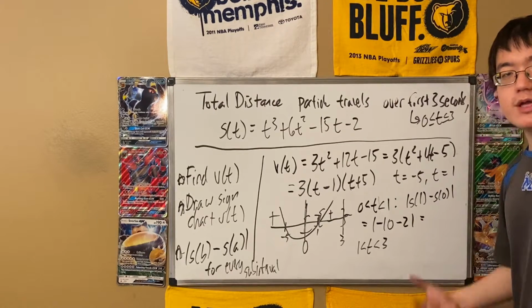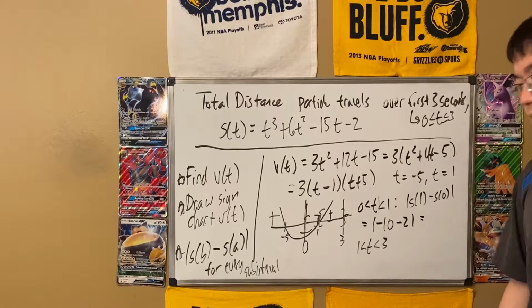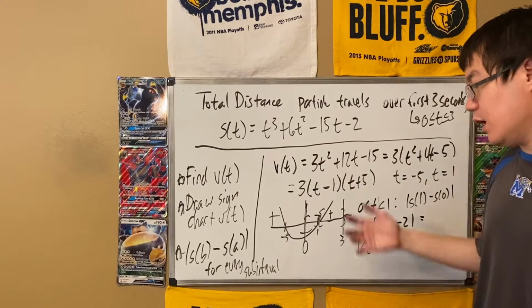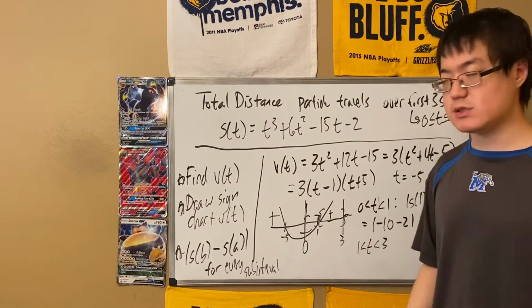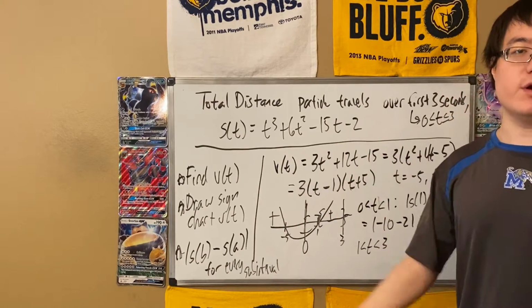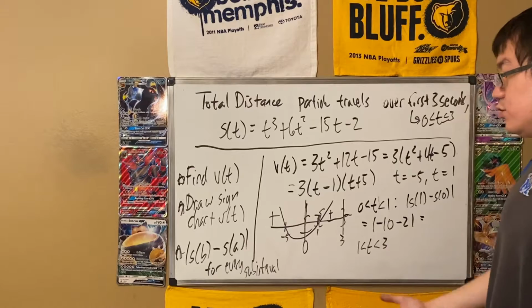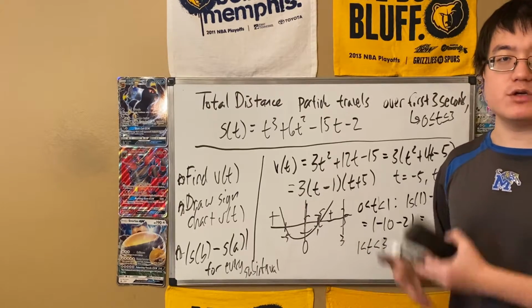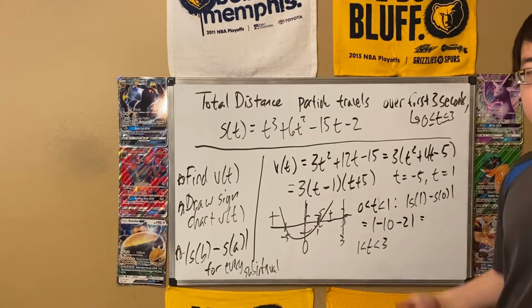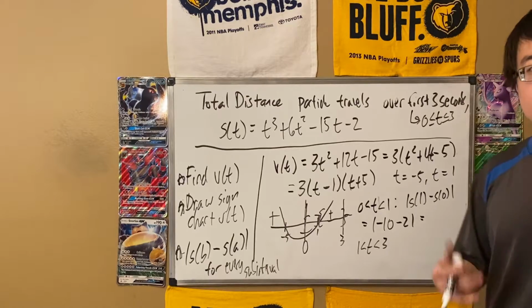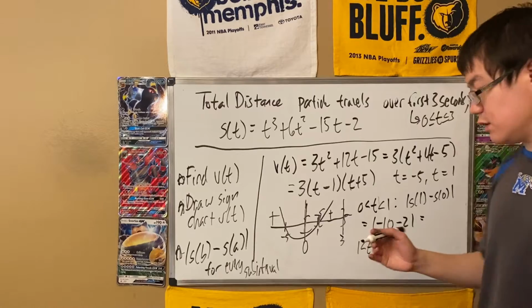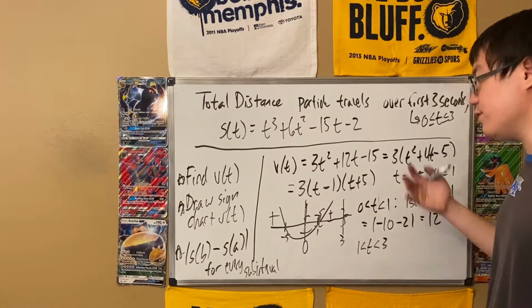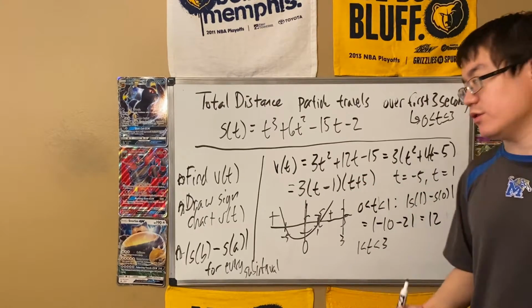Keep in mind that when you take the absolute value, some students mess this up because they'll add up all the differences of s of b minus s of a, the difference in the positions, and then they'll take the absolute value at the very end. But that's incorrect. What you do is you take the absolute value of each individual piece. So in this case, we're going to take the absolute value of this. Negative 10 minus 2 is negative 12. The absolute value of negative 12 is 12. So again, just take the absolute value of each individual piece and then add up the answer at the end.